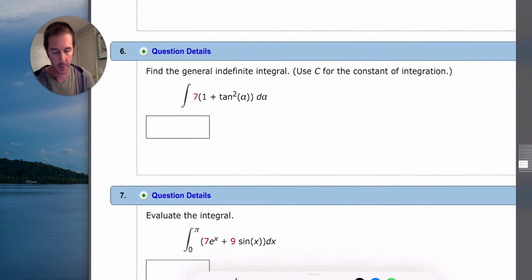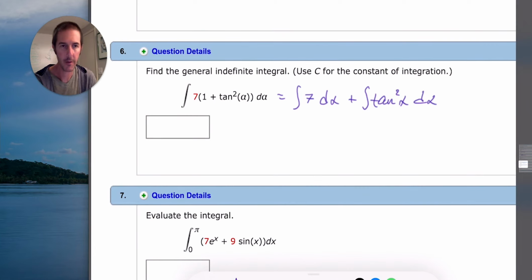There's a couple of possibilities. One is to realize that this is equivalent to the integral of 7 d alpha plus the integral of tan squared alpha d alpha, or with respect to alpha. The integral of 7, the antiderivative of 7, I can handle that. It's going to be, I won't tell you. That one you should be able to handle on your own.